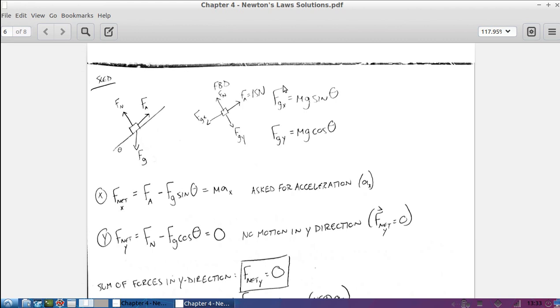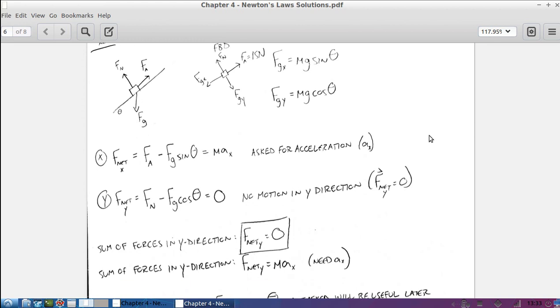So I've committed these to memory. Gravity in the x direction is mg sine theta, backwards. F sub g in the y direction is mg cosine theta. So these are the expressions I'm going to substitute in my Newton's second law problems.